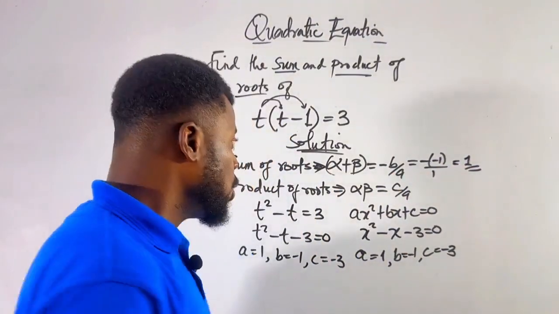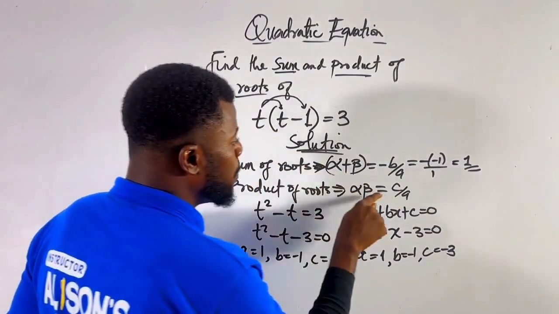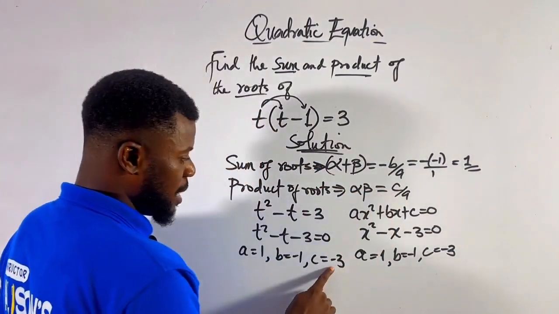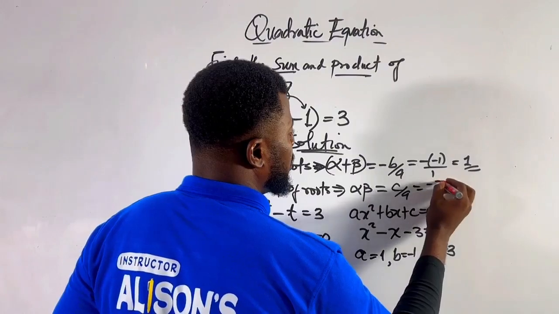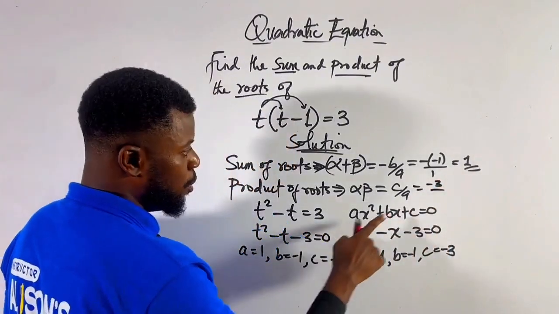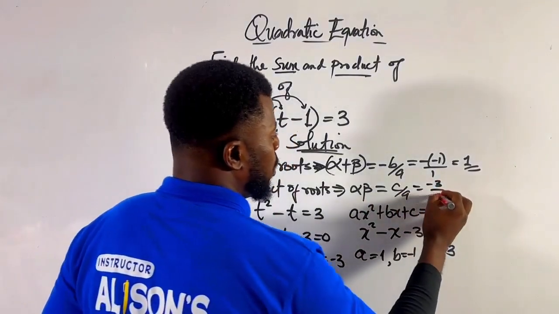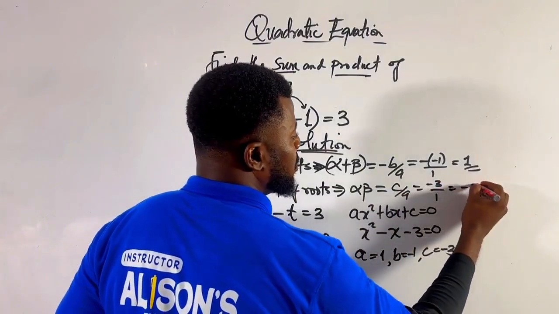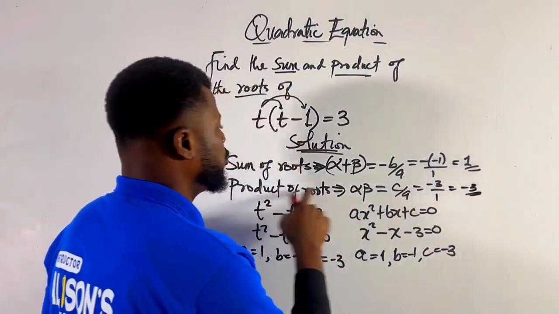What about product of roots? Product of roots no hard though. Just go back to the formula. C, what will be your C? Now minus 3. Just say minus 3 divided by what will be your A? Your A now 1. So minus 3 divided by 1 now minus 3. Now will be the answer for product of roots.